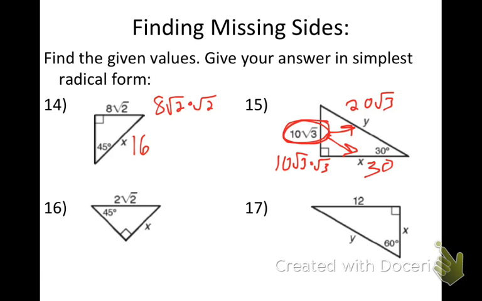Number 16. It gives me the what, Jack? 16. So the leg is 2. Number 17. Toughest one out there, 17. When they give you that pesky long side and it doesn't have anything to do with the square root of 3, that means you have to do what, Monahan?